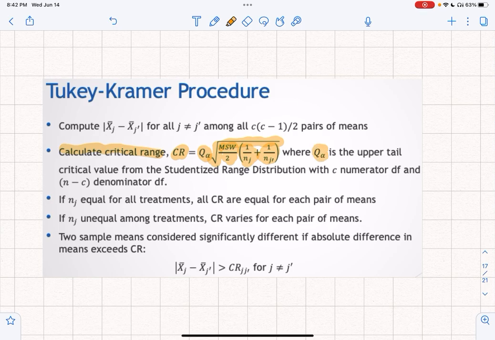Q alpha is the upper tail of another distribution. It's called the studentized range distribution with c numerator degrees of freedom and n minus c denominator degrees of freedom. That might sound like a lot. Don't worry, we're just going to use software to get that Q alpha. And we already have all of these numbers from earlier work. We already have the mean squared within, and we already have the sample sizes. If two means are going to be considered significantly different, it's when the absolute difference exceeds the CR value. So we calculate the CR value, and if our absolute difference is bigger than the CR value, then we say that those two means are actually different from one another.